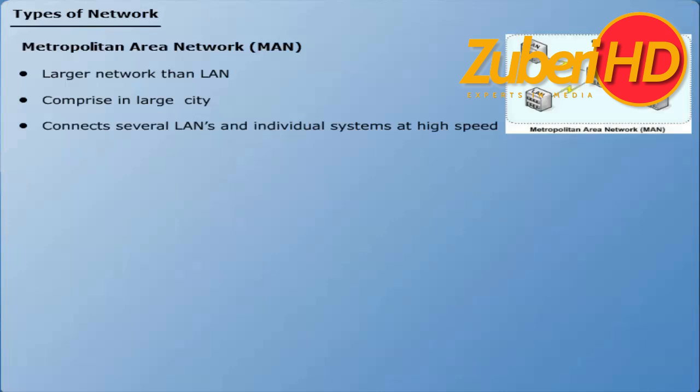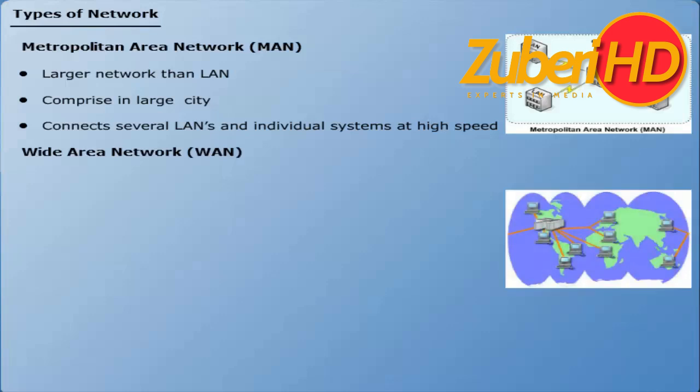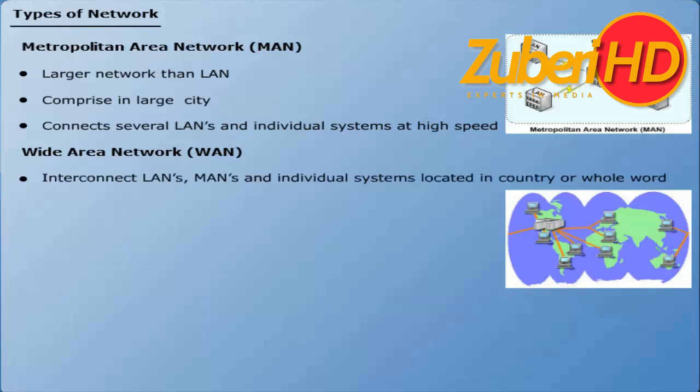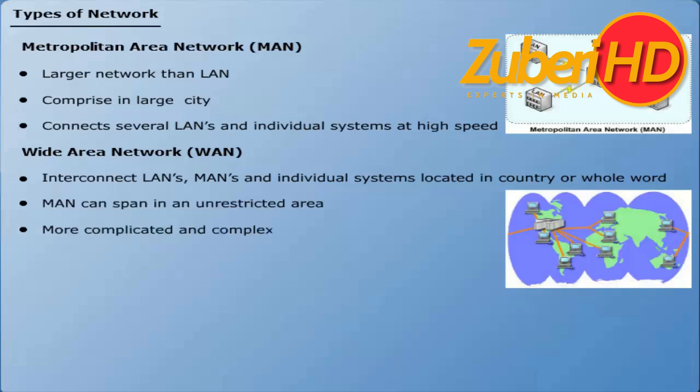Wide Area Network, WAN. A wide area network, or WAN, interconnects LANs and MANs. A WAN may be located within a country or it may be interconnected across the whole world. They can span an unrestricted geographical area. They are more complicated and complex than LANs and MANs. The WAN technology is expensive.